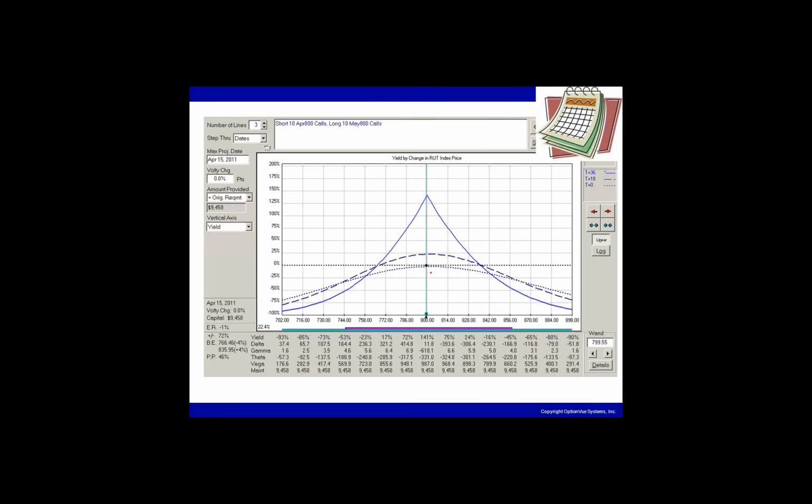Non-directional, you can kind of see clearly. You can make money no matter which way it goes. You make money over the course of time.